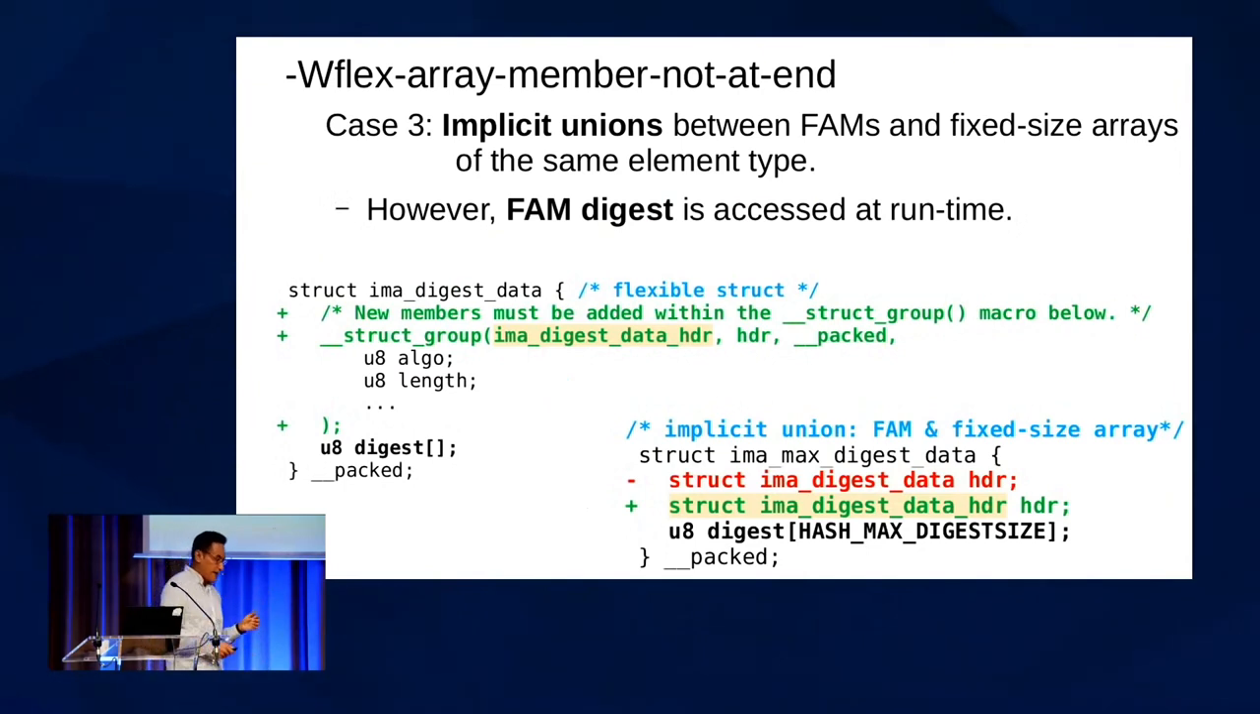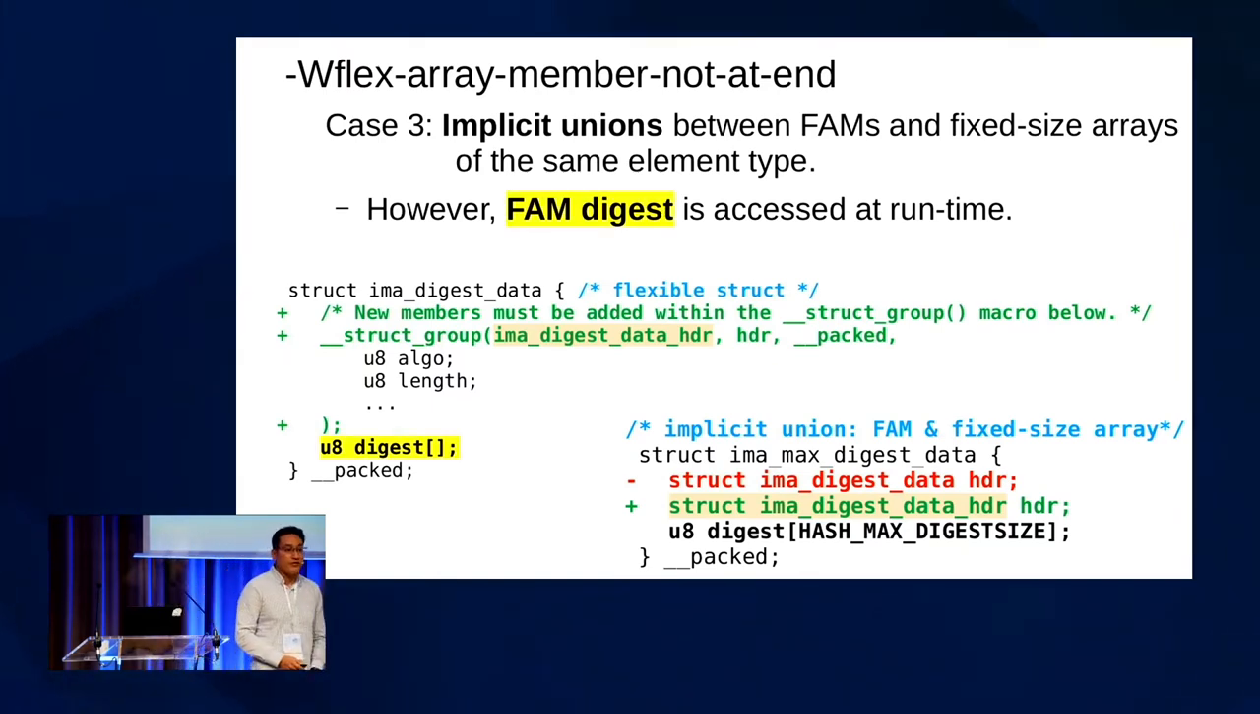In this case, what I notice is that in other places in the code, people actually were trying to access the flexible array member. Right, so in case number two, the flexible array member was not needed at all. We could just use the group and that's it. But in this case, there were other instances of code where people were trying to read data and access the flexible array member.